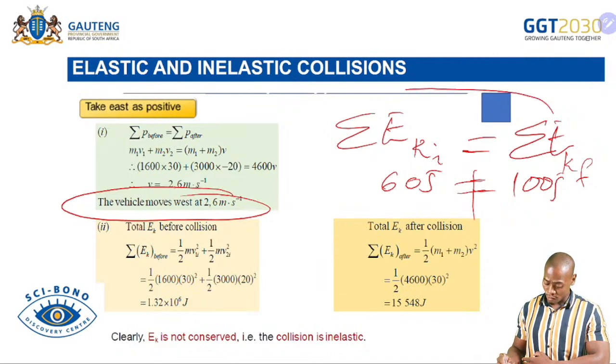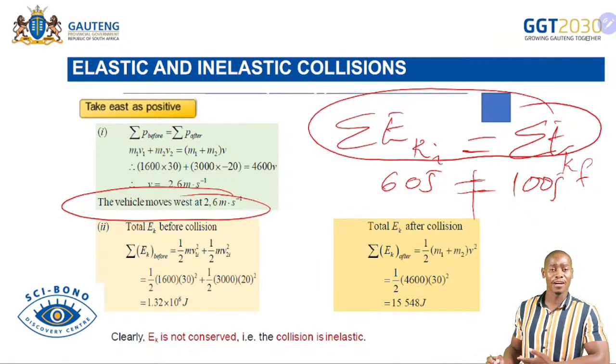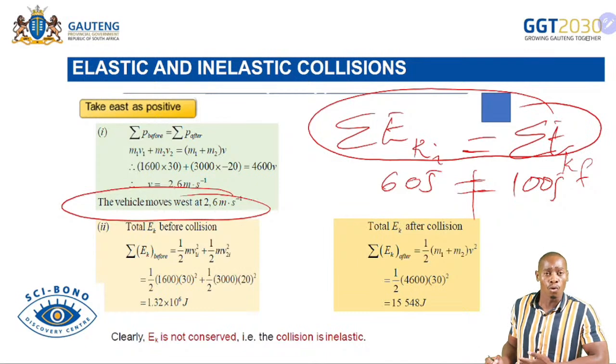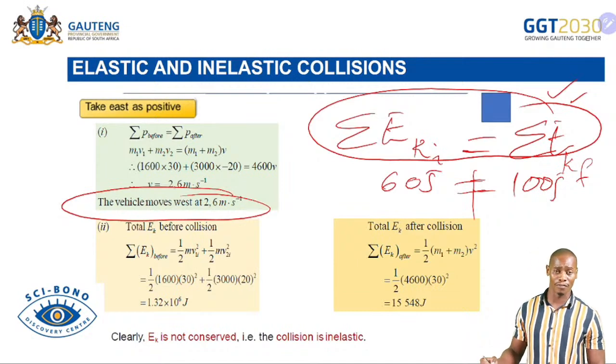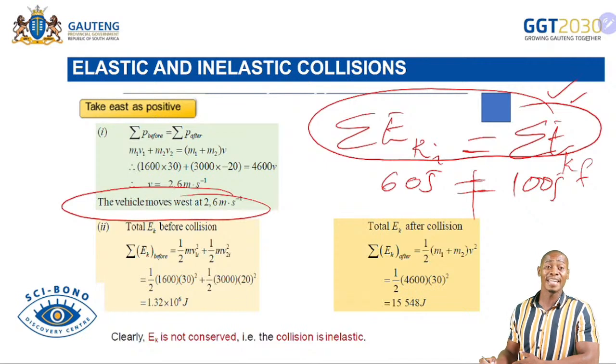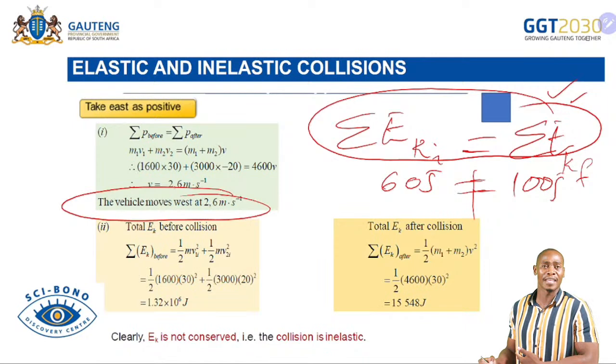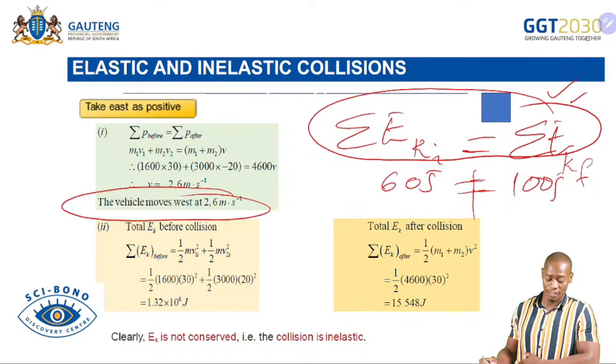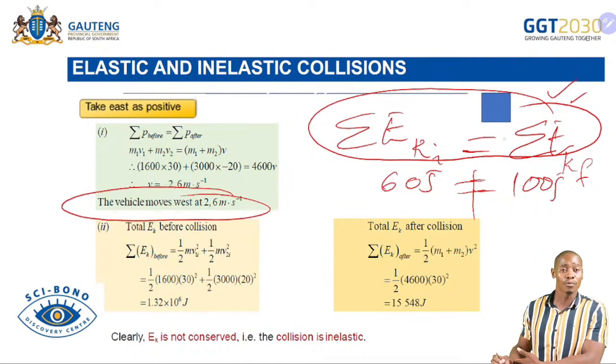Because immediately you do this, what are you trying to tell us? It's like you already know that the collision is elastic. When are you going to do this? If we are told that the collision is elastic, because if the collision is elastic, the sum of Ek before collision equals the sum of Ek after collision. But in a case where you are not told whether the collision is elastic or inelastic, or where they want you to prove whether the collision is elastic or inelastic, you are not supposed to do this. What are you supposed to do?